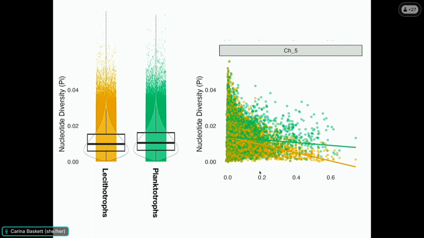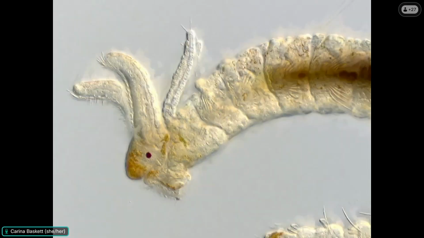So this pattern of reduction of heterozygosity, specifically in the lecithotrophs, helps us confirm our belief about the polarization of this transition, that we start with planktotrophs, then selection favors lecithotrophy in these other populations. So here's a juvenile that has undergone metamorphosis and is about to go into the mud, and gives us another glimpse of how beautiful these animals are.